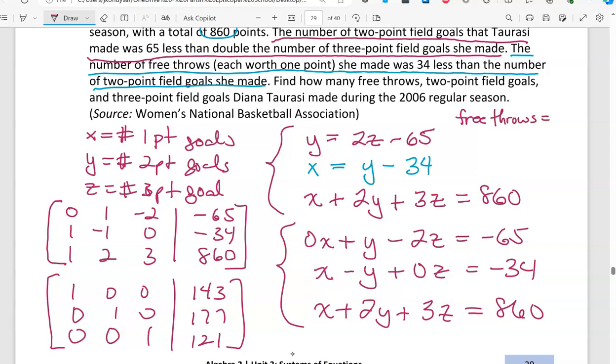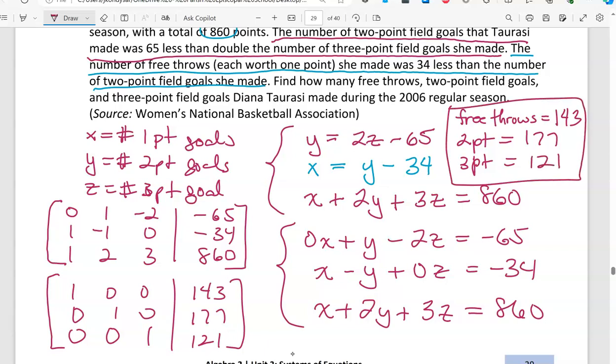And so the number of free throws was x, so that would be 143. The number of 2-point field goals that she made was 177, and the number of 3-point field goals that she made was 121. Now we've got one more question.